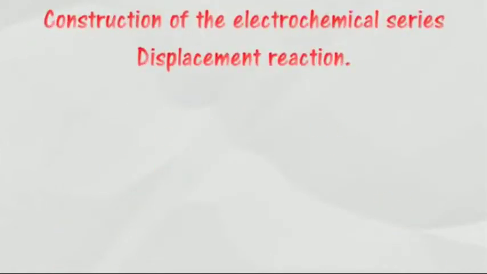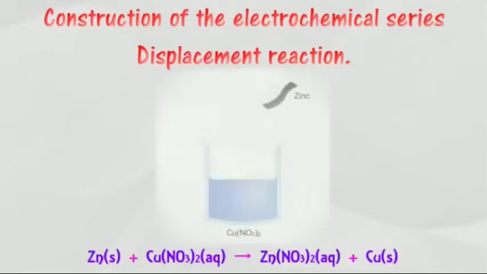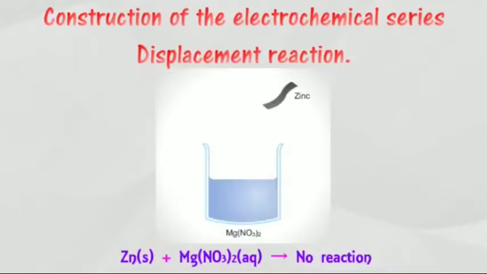In a displacement reaction, a metal that is more electropositive can displace another metal, which is less electropositive, from its salt solution. For example, magnesium displaces zinc from zinc nitrate solution, but zinc cannot displace magnesium from magnesium nitrate solution, because zinc is less electropositive than magnesium.